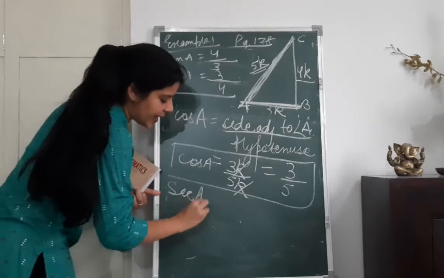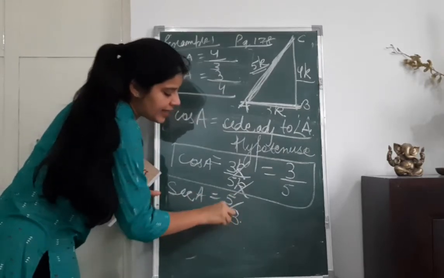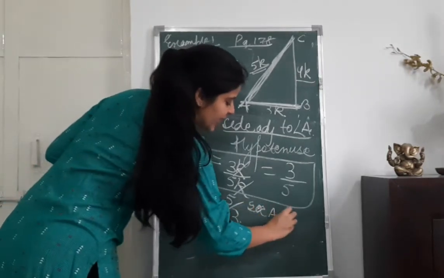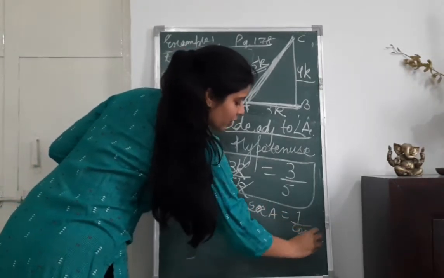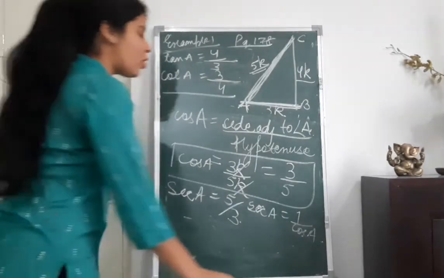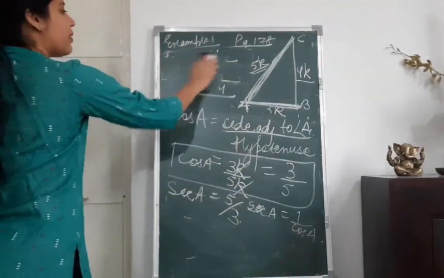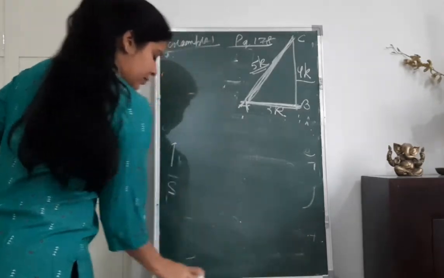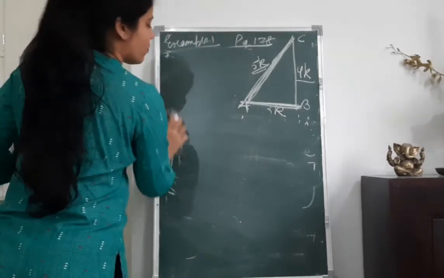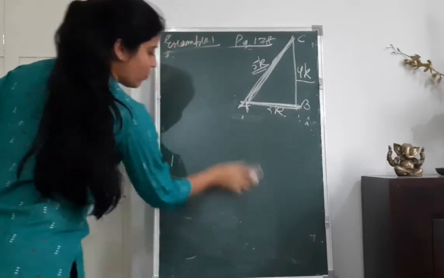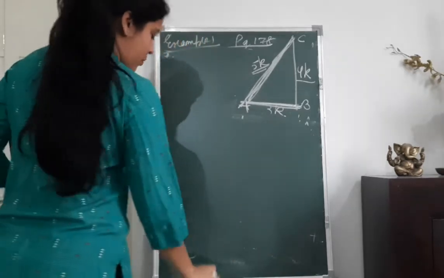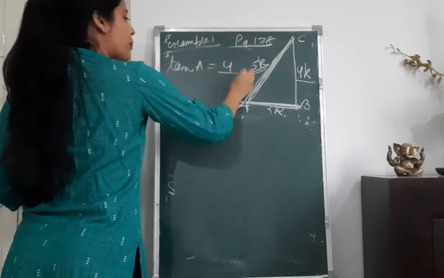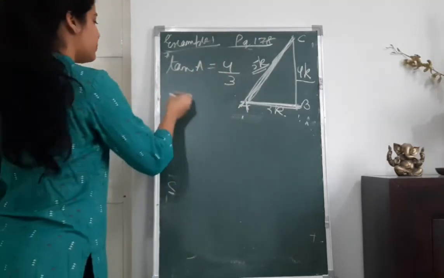What will be sec A equal to? I can clearly say 5 by 3. Why? Because sec A is the reciprocal of cos A. So if I summarize all the trigonometric ratios for this triangle, then I can say tan A is equal to 4 upon 3 as given in the question.